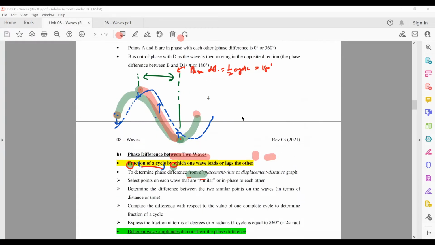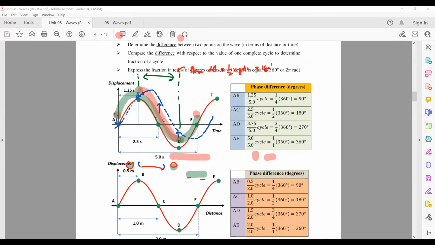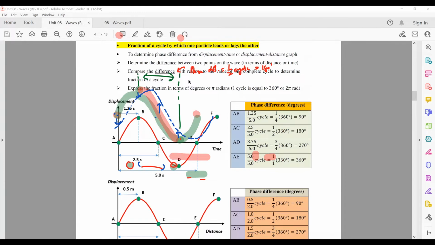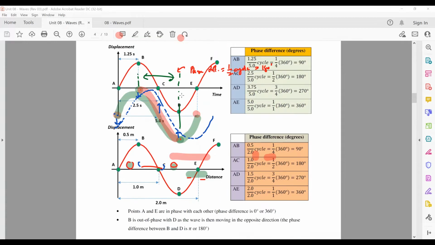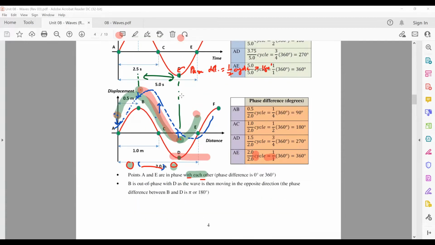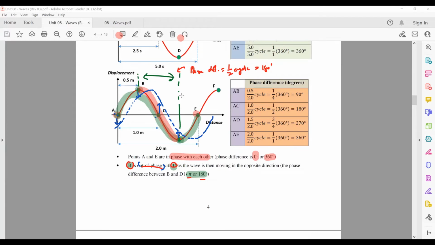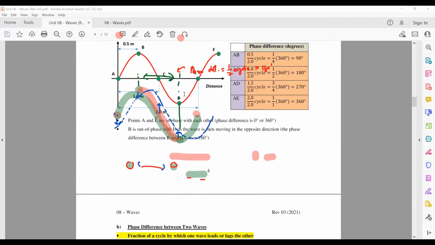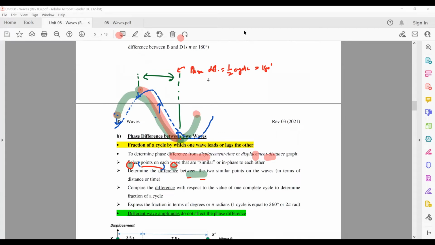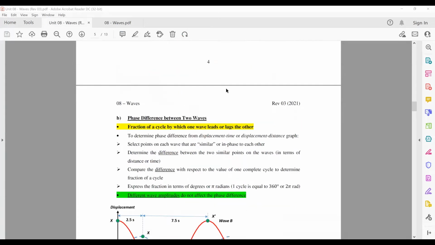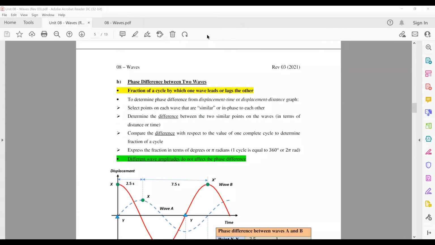Then this is for phase difference between two particles. Now, usually when they ask you to find the phase difference between two particles, we will give you the particles to consider. We will tell you which particles to consider, which point to consider. All right. Now, then we move on to phase difference between two waves. All right. The previous one was you looking at one wave and comparing between 2 points. Now we have two waves. We compare the phase difference between two waves.